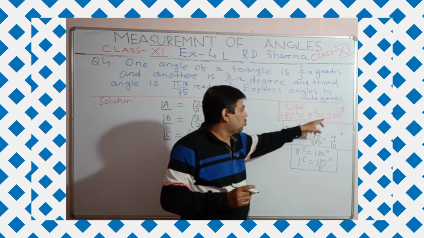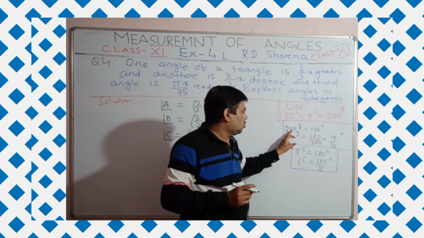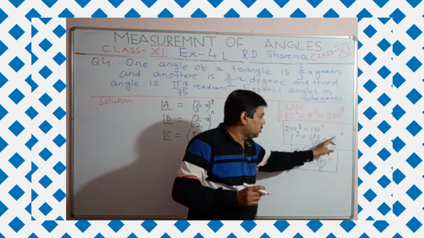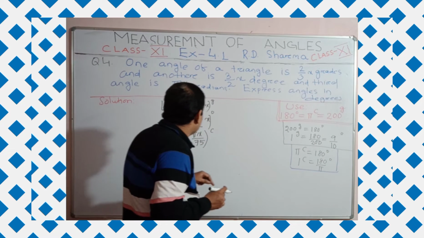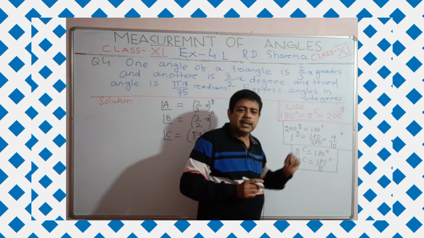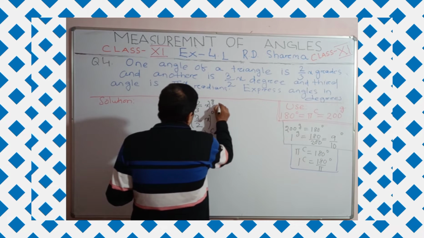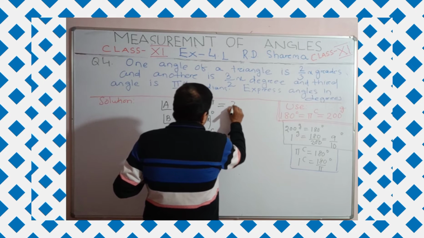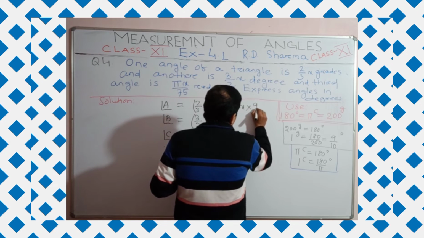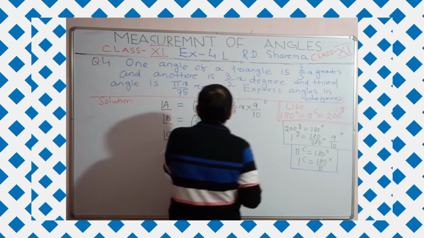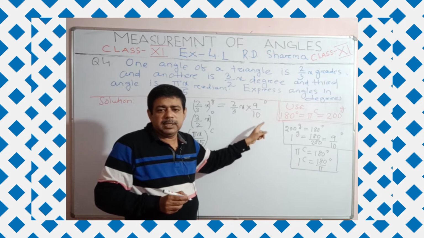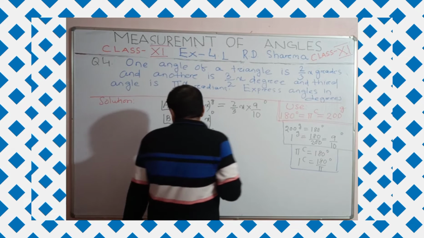All of you know that 200 grade is equal to 180 degree. So 1 grade is equal to 180 by 200, which is 9 by 10 degree. Whenever you are converting an angle from grade to degree, multiply by 9 by 10. So 2 by 3x grade is equal to 2 by 3x into 9 upon 10 degree. Is it clear? The angle is given in grade, you have to express it in degree, just multiply by 9 upon 10.